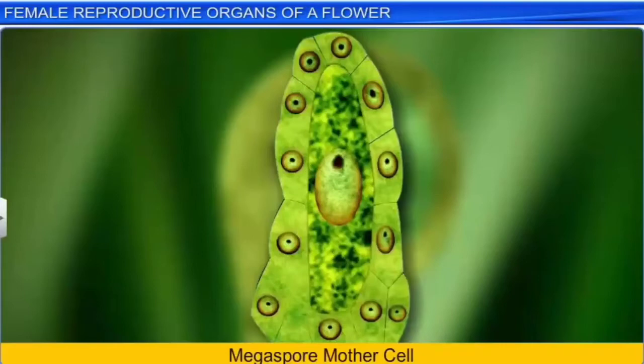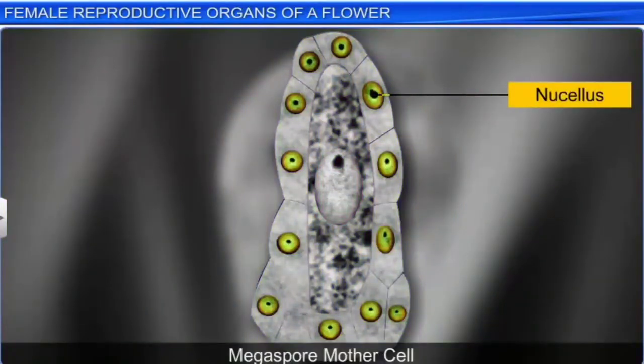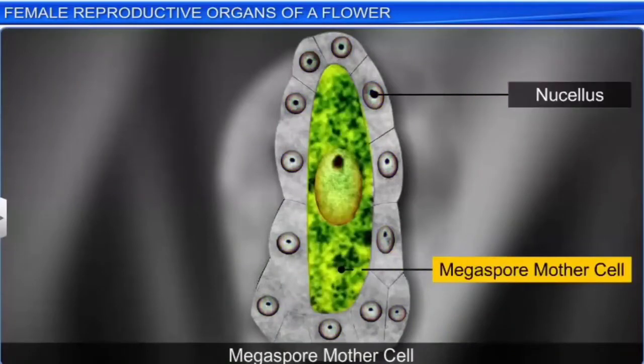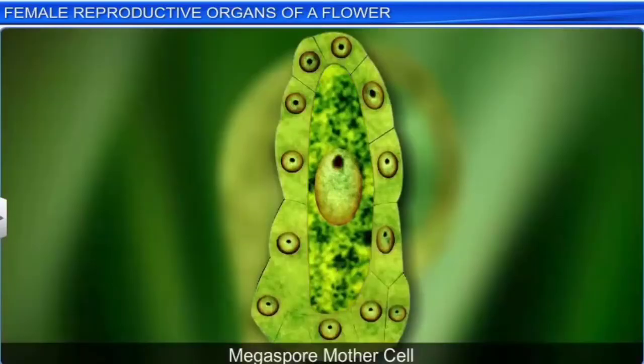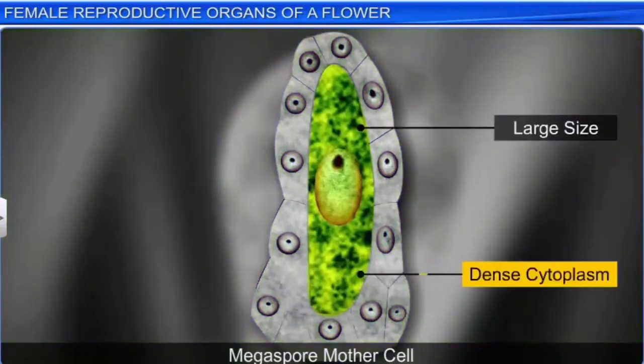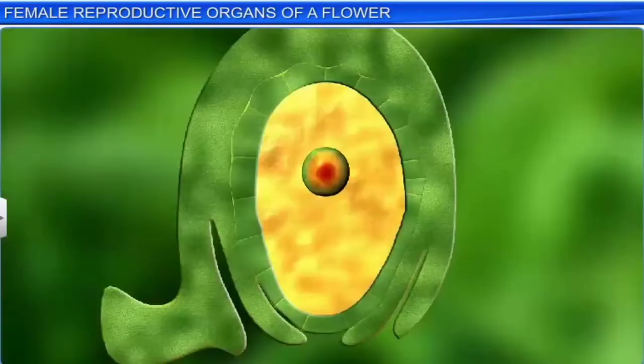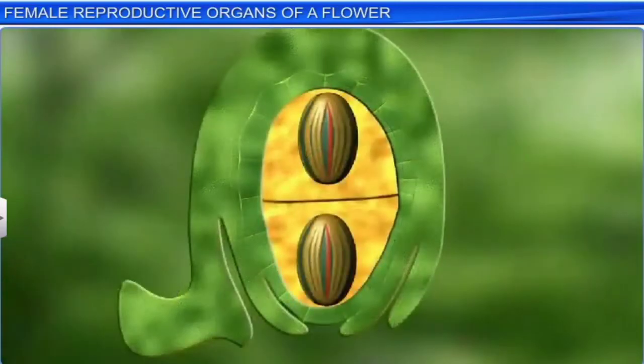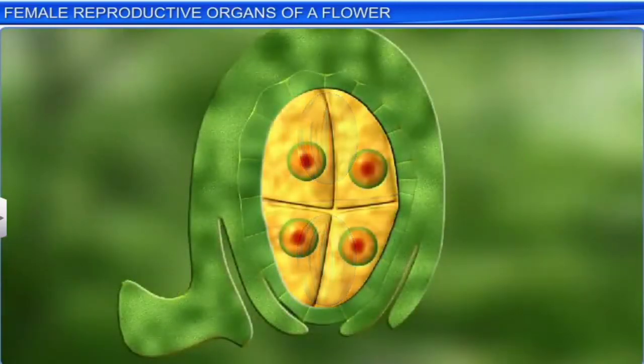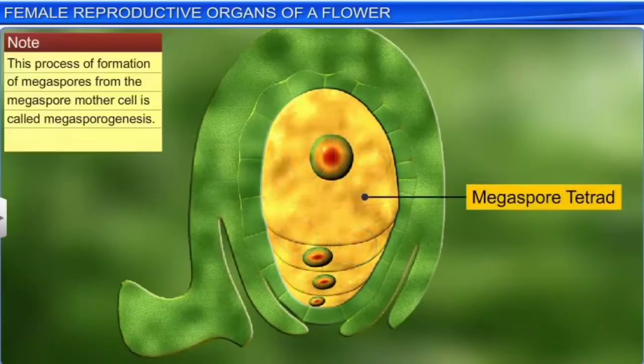This megaspore is formed when one of the nucellus cells, towards its micropylar end, gets differentiated into a megaspore mother cell, which can be easily distinguished from other cells due to its large size, dense cytoplasm, and prominent nucleus. The megaspore mother cell undergoes meiosis to form 4 megaspores which arrange themselves in a linear tetrad. This process of formation of megaspores from the megaspore mother cell is called megasporogenesis.